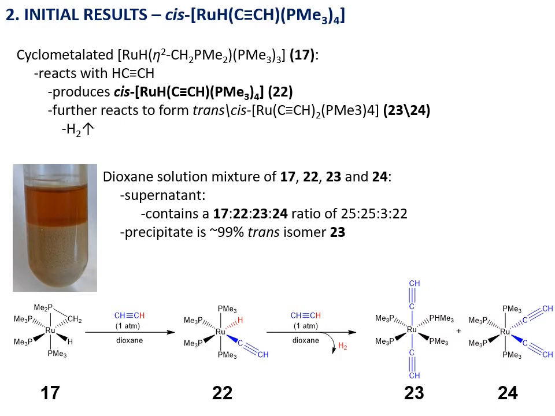I have been following the progression of the reaction using NMR analysis. The supernatant appears to contain all of the acetaldehyde complex. Currently, the ratio of complexes in the supernatant is 25 unreacted starting material to 25 acetaldehyde to 3 trans isomer and 22 cis isomer.